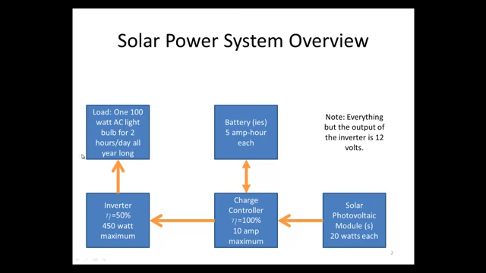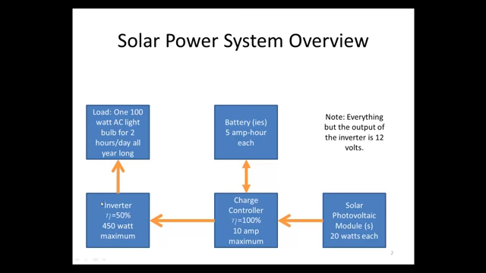The load is something like a light bulb or a fridge or anything that uses electricity. You can think about anything you plug in your house. In this case, it's going to be plugged into the solar power system to be powered. In this example, we're going to be using a 100-watt AC light bulb, and we're going to be using it for 2 hours a day all year long.